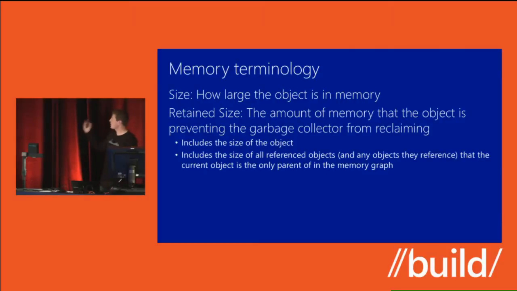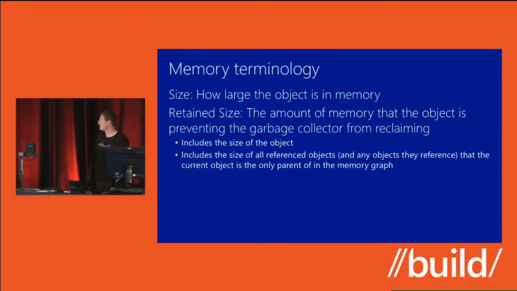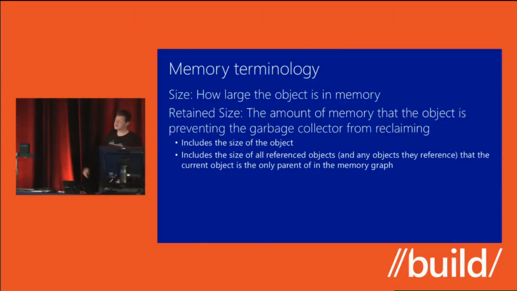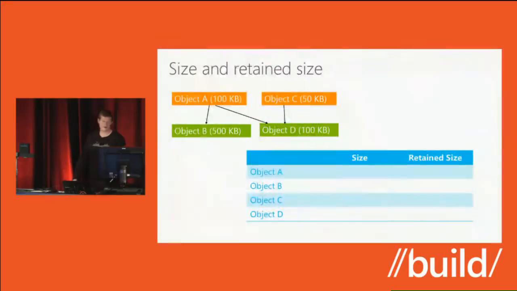So two pieces of terminology to go over really quick. Size, pretty intuitive. How big is the object in memory? And then retained size, and this is the one that can sometimes provide a little bit of confusion. I have an illustration of this on the next slide. But it's the amount of memory that the object is preventing the garbage collector from reclaiming. It seems pretty simple, but this is where the confusing part comes in. So size of the object plus the size of all referenced objects, any objects they reference, that the current object is the only parent of in the memory graph. So what that means is if somebody else has a reference to an object and you get garbage collected, it's not going to be collected, so it's not part of your retained size.